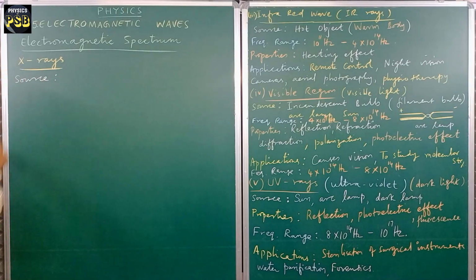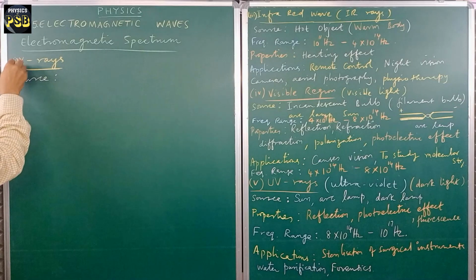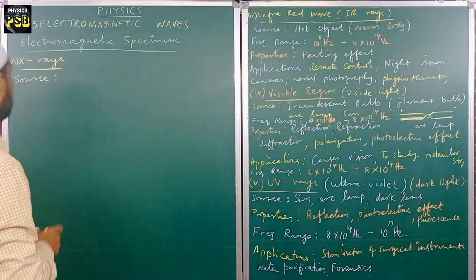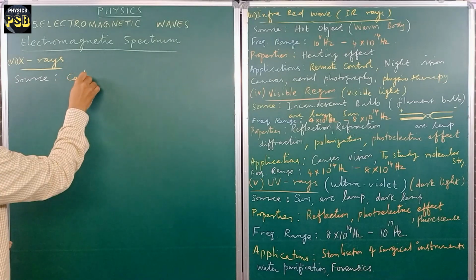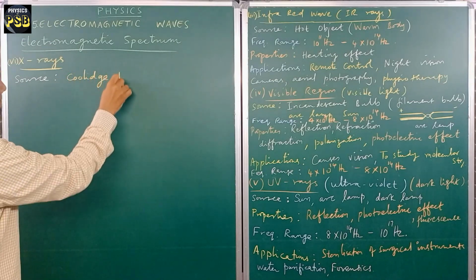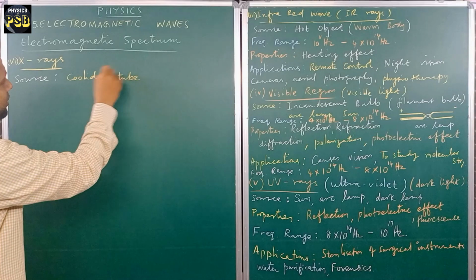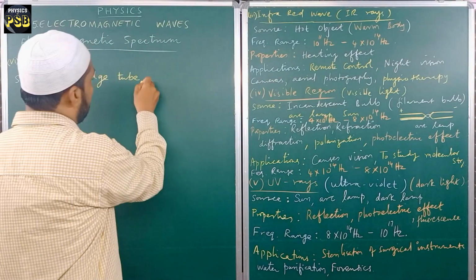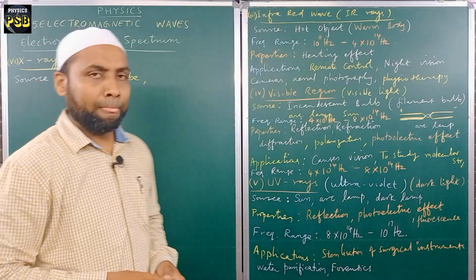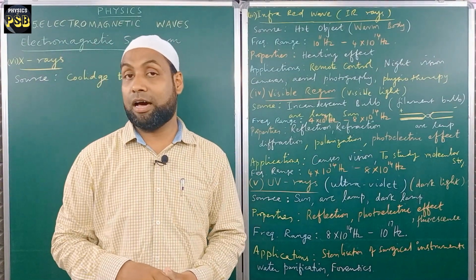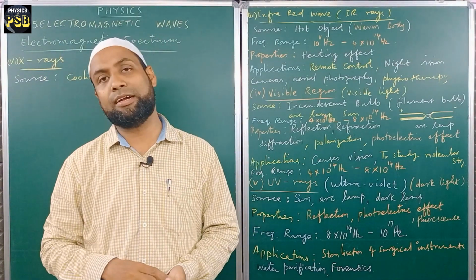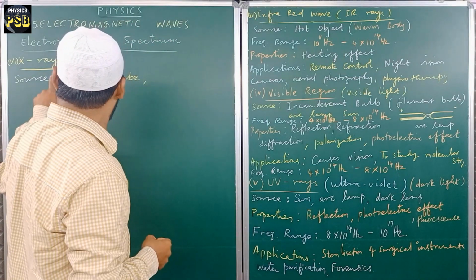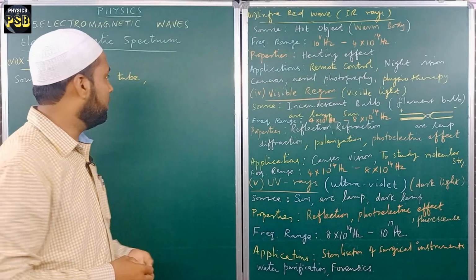X-rays are generated by a special discharge tube called the Coolidge tube. In the lab, it is produced with the help of the Coolidge tube. Apart from that, when fast electrons are made to collide with a target having a high atomic number, then X-rays are emitted. Okay.